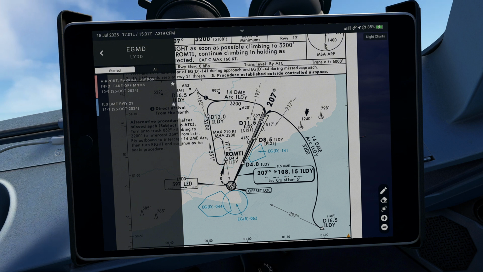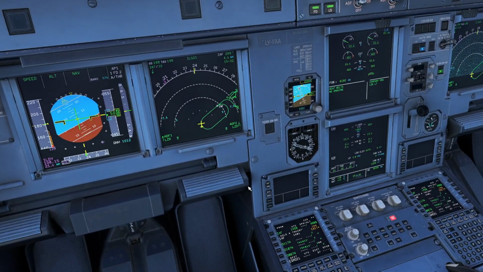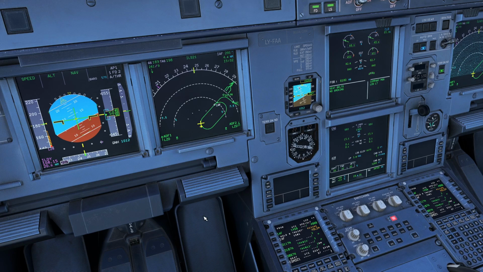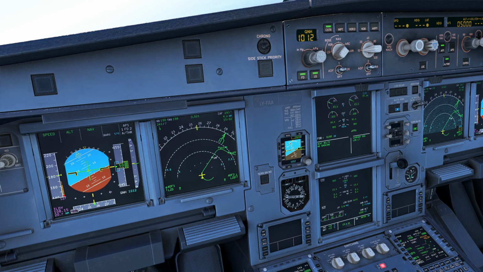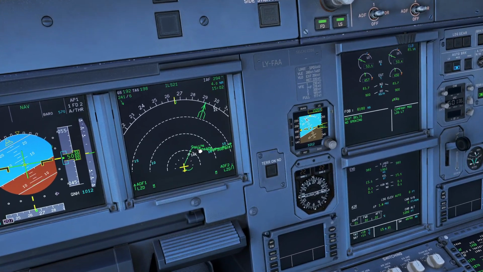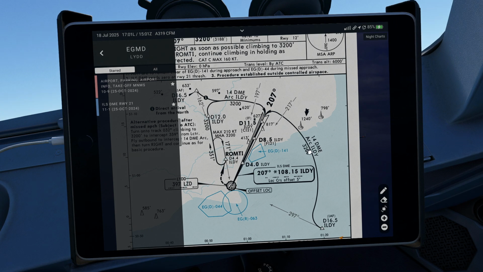Okay, let's go for initiation of the approach. We have just exited the hold and are going through the initial approach fix. Let me increase the range, and you see that I manually make the 14 miles ILS DME arc along the airport and runway.